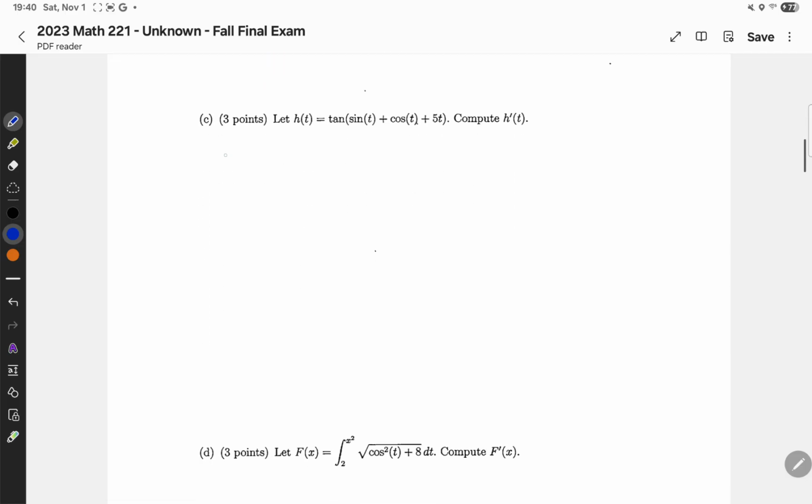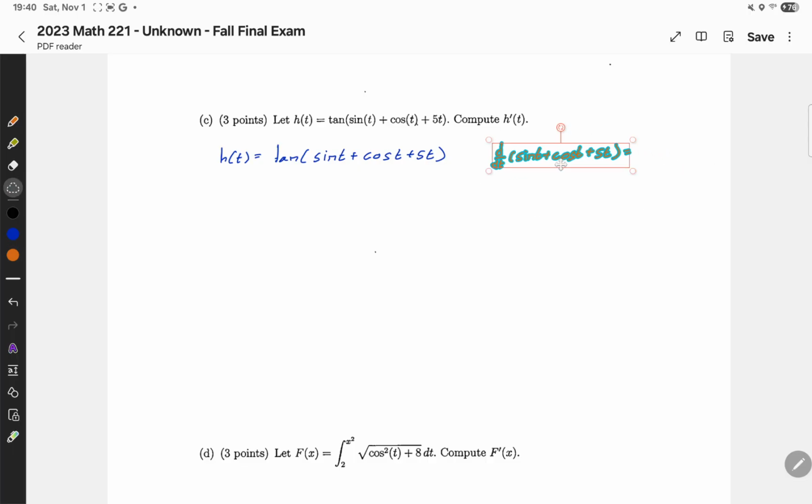Now moving on to part C, we have h of t is equal to tan of sine t plus cosine t plus 5t. Again, this is just going to be chain rule here. So let's go ahead and look at the derivative with respect to t of sine t plus cosine t plus 5t. This is equal to, let me give myself some more space. The derivative of sine is cosine. The derivative of cosine is minus sine. And the derivative of 5t is just 5, like that.